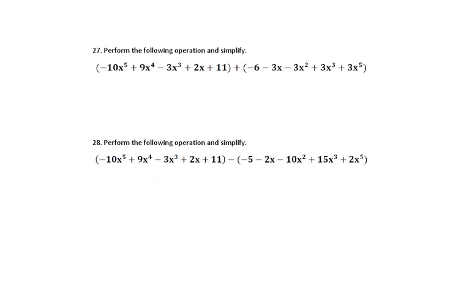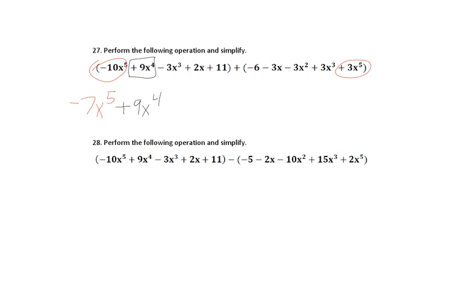No, let's not do that. Let's just look at the like terms. I see negative 10x^5 and I see positive 3x^5. Negative 10 plus 3 is negative 7x^5. That's done. Alright, next I see 9x^4. But I don't see any other x^4s anywhere, so that just comes down as 9x^4.